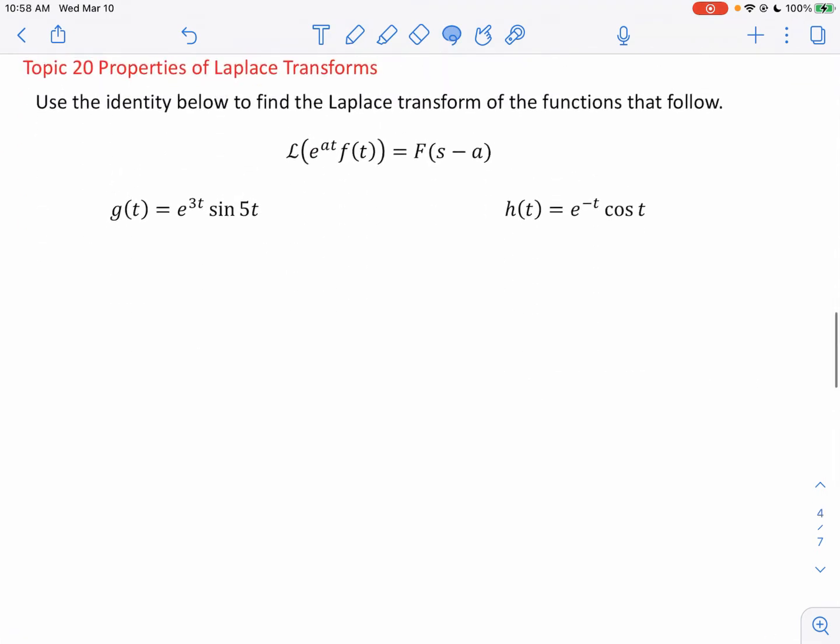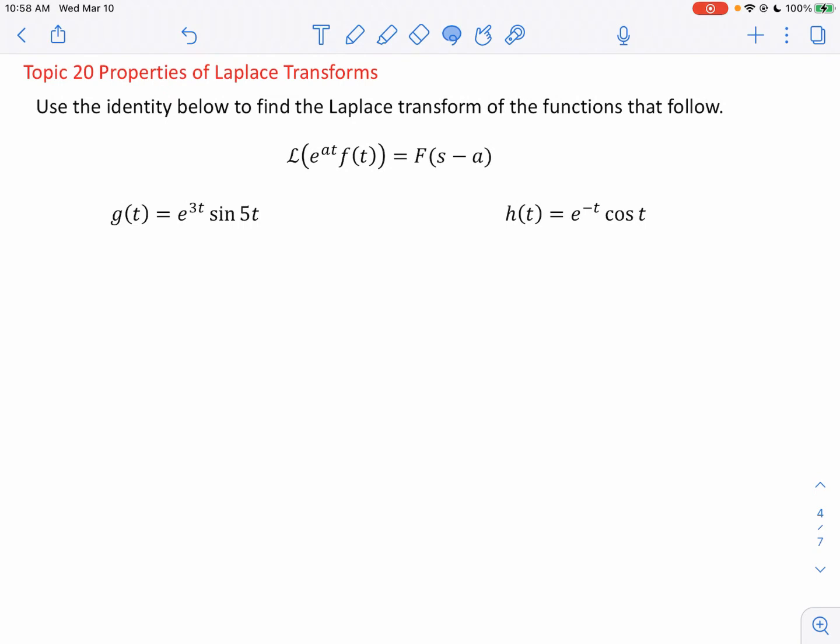Use the identity below to find the Laplace transform of the functions that follow. Okay, so here's another identity that I'm not going to prove for us. We're just going to learn how to use it. This is where you have a function f of t times an exponential. And if you can figure out the Laplace transform of this function f of t, which is capital F, then you simply have to evaluate it at s minus a. And that's how you get the Laplace transform of this product, e to the at times f of t.